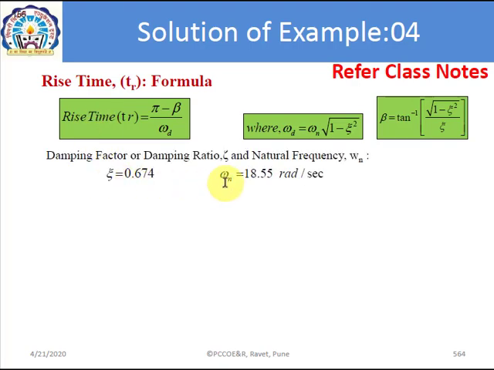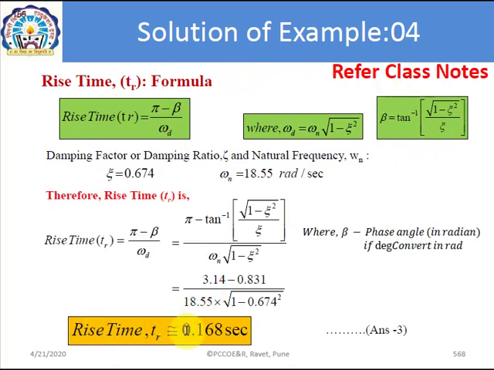We know the zeta value and omega n value, so we find the omega d value, and we also get the beta value in degrees. That beta value, which is in degrees, we have to convert into radians and substitute in the rise time formula. Then the rise time will be approximately 0.168 seconds. Generally, this formula is recommended for a large overshoot. In case of a moderate overshoot, we can use the approximate formula pi over 2 omega d. Just try it out, and you will get an approximately similar value of 0.1.